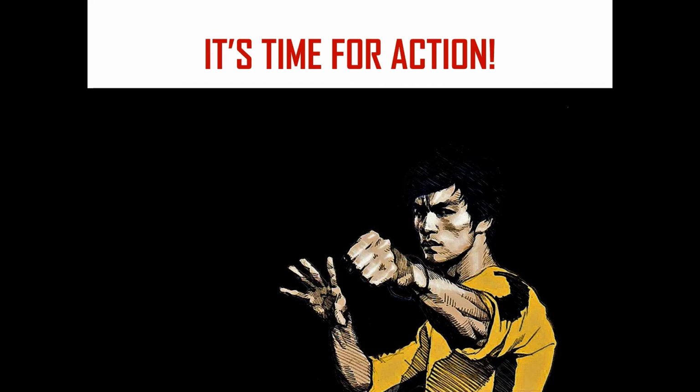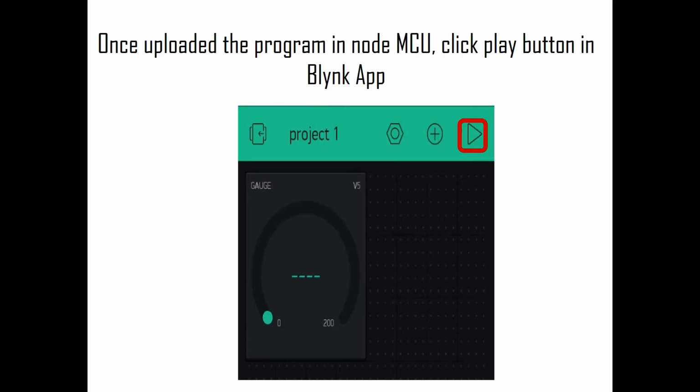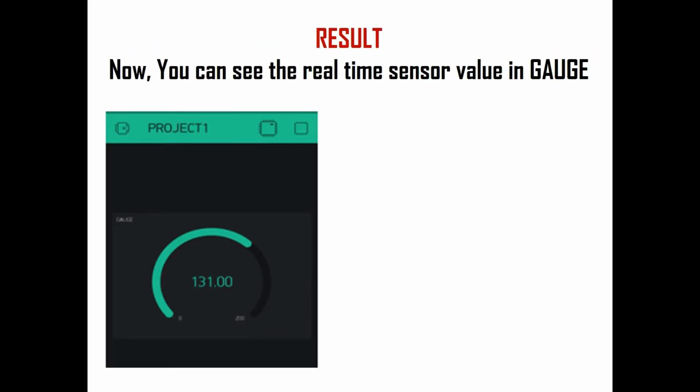Now it's time for action and we are going to see the result. Before that, ensure your Wi-Fi connection and internet connection in your PC and mobile are working properly. To see the result, click the Play button in the Blink app. Now you can see the real-time temperature sensor value in your Blink mobile app. Fascinating, right? What you are seeing is the raw value of the LM35 temperature sensor.